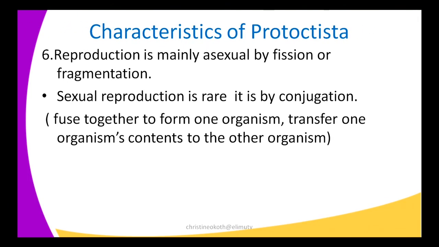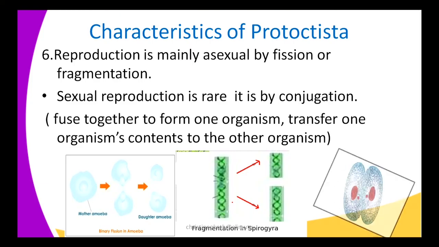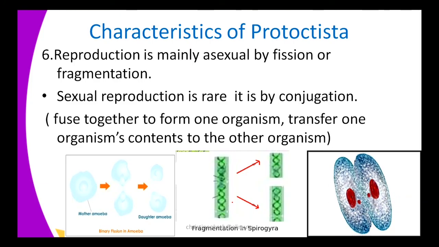Another characteristic of Protoctista is reproduction. Reproduction is mainly asexual, by binary fission or by fragmentation. Second, they can also use sexual reproduction, which is very rare, but if it is used, it is through conjugation. This is the fusing together of two organisms, and then they transfer the organisms' contents.